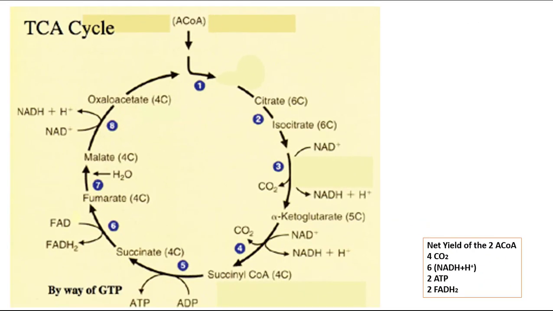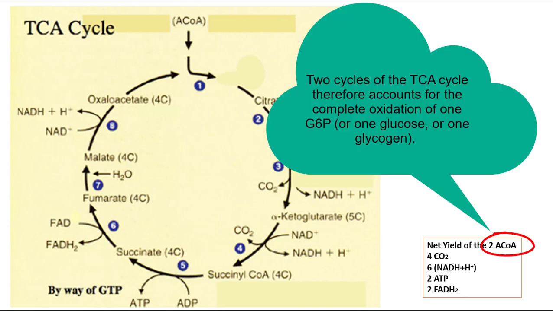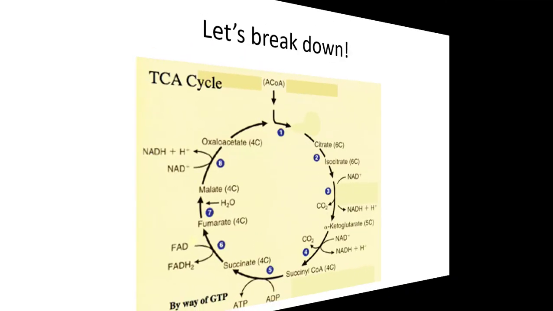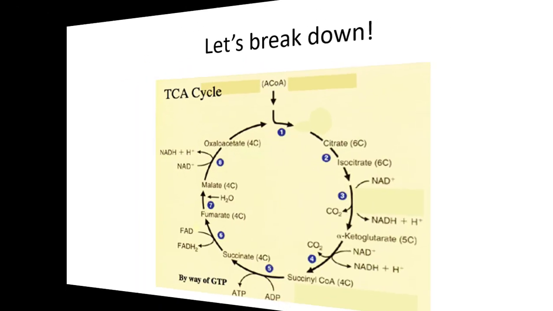The main substrate and product of the reactions of the cycle reveal the chemical structure potential for the release of CO2. As you see, the TCA produces 2 CO2 per cycle from the complete oxidation of acetyl coenzyme A. In other words, each cycle completely oxidizes acetyl coenzyme A. 2 cycles of the TCA cycle therefore account for the complete oxidation of 1 glucose 6-phosphate, or 1 glucose, or 1 glycogen. Okay, let's break down the TCA cycle.